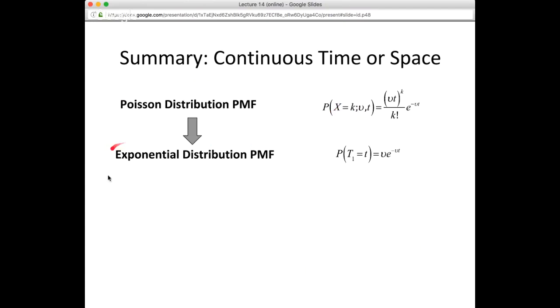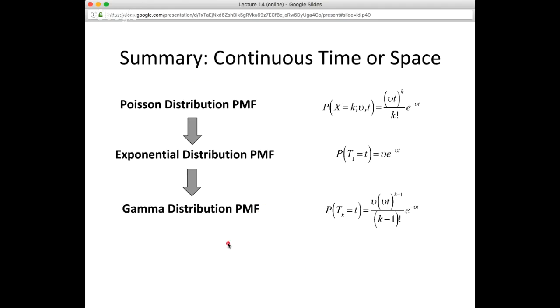And then we also have the exponential distribution, which should be PDF, sorry about that. It is the probability that we get our first event after a time t, and that's just nu e to the minus nu t. And if we're interested in the time to the kth event, just like we had with the negative binomial distribution, we can write out a corresponding distribution for continuous time, and that's going to be the gamma distribution. Again, this should be PDF, so I'll correct that when I upload the notes. So this should be PDF and this should be PDF.